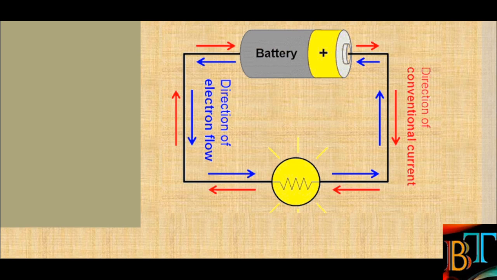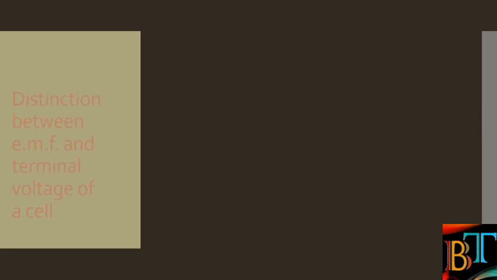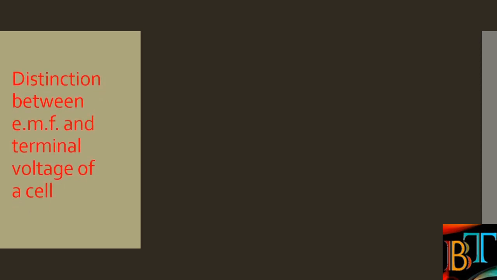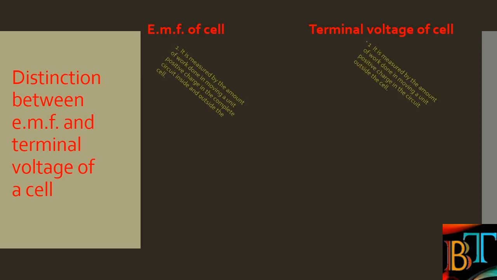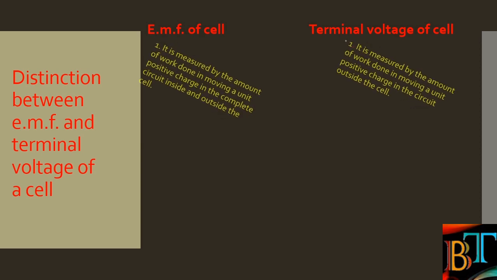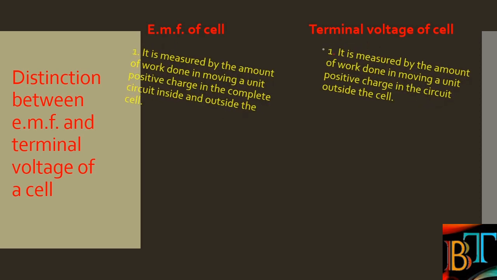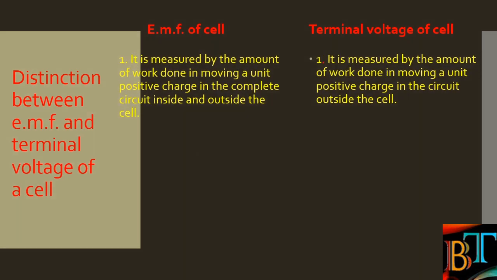Now, let's see the difference between EMF and terminal voltage of a cell. The first difference is EMF is measured by the amount of work done per unit charge in moving a positive charge in the complete circuit inside and outside the cell, but the terminal voltage is measured by the amount of work done per unit charge in moving a positive charge in the circuit only outside the cell.